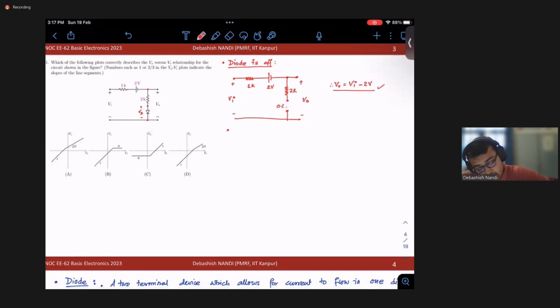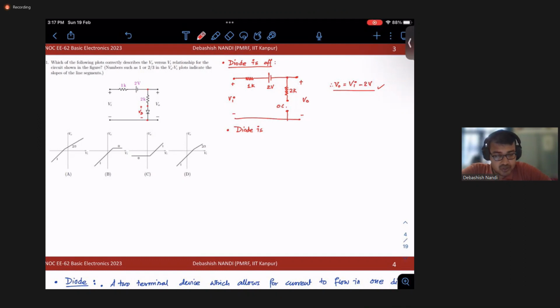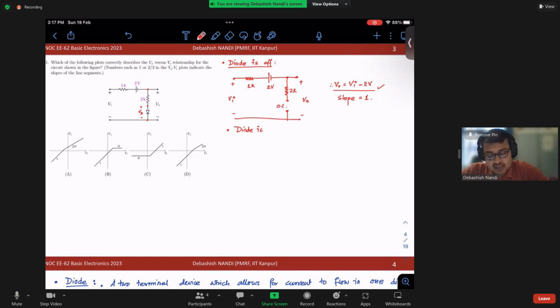Why do we need to find the V naught versus Vi relationship? Because we need to find the plot between V naught versus Vi, right? We need to check the slope. Here we can see that the slope is 1. Is that okay with you? The slope is 1. I think it should be fine. It is a straight line, right?